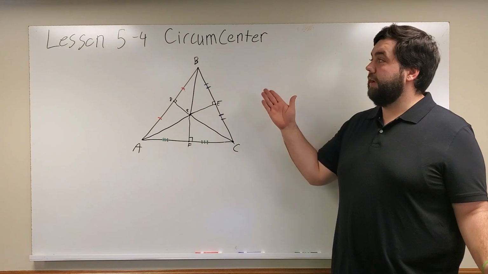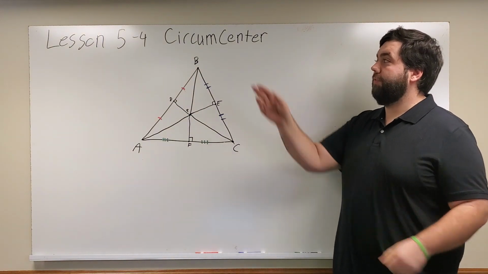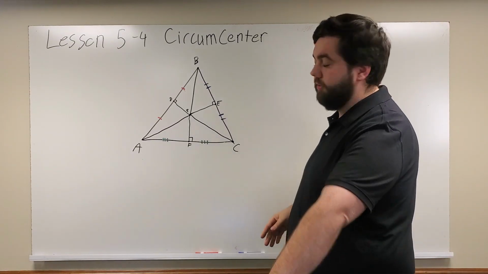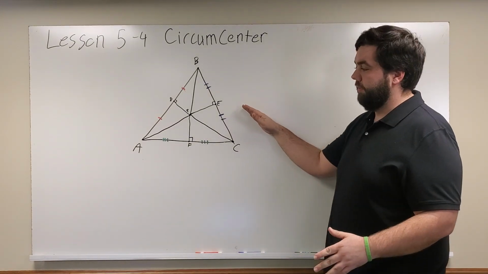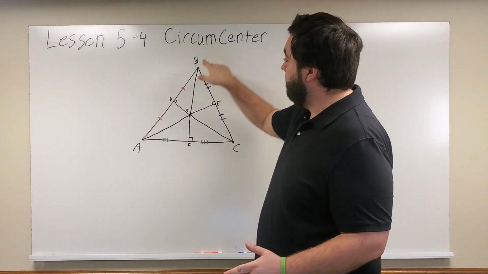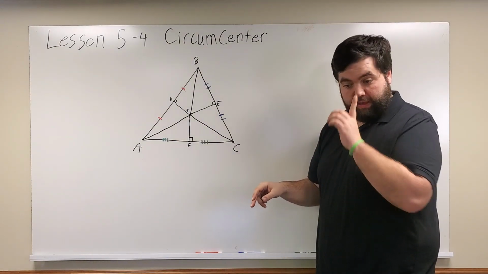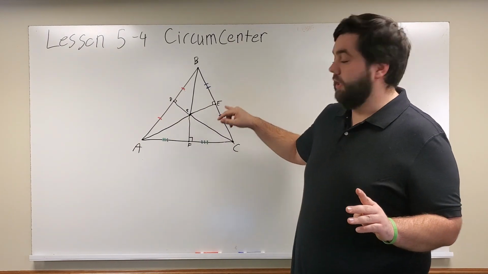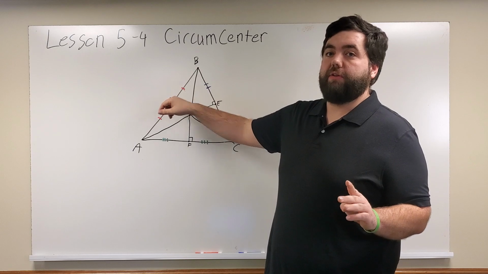Alrighty guys, so today we're going to learn about lesson 5.4, circumcenter, right? What a circumcenter is, and it's on your notes, but I also went ahead and drew it, is if we have triangle ABC, okay? And then what we're going to do is make 3 perpendicular bisectors.